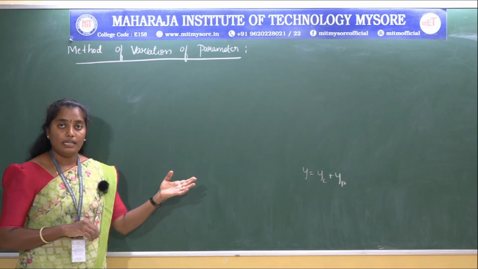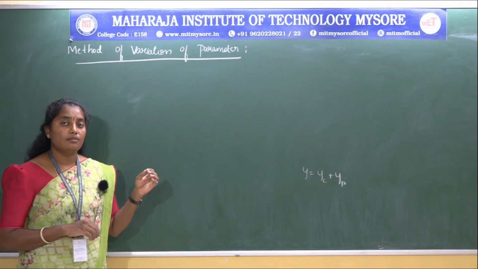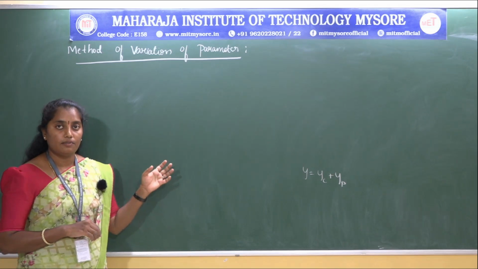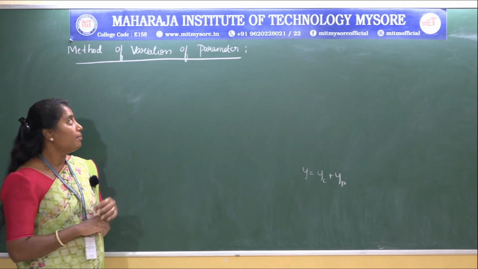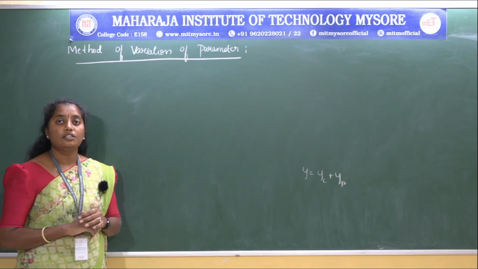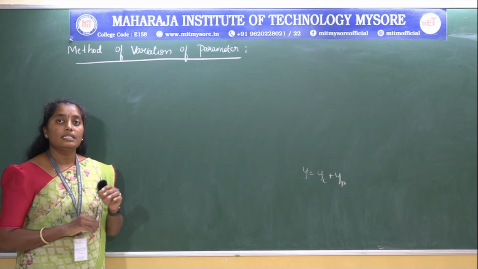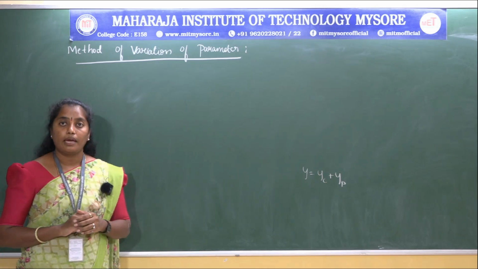In the previous method, that is the method of inverse differential operator, we can find the solution of an equation of any order, a higher order differential equation. We can solve a differential equation of any order, but in this method the differential equation is restricted to degree 2 only. We can solve only second order differential equations using the method of variation of parameters.